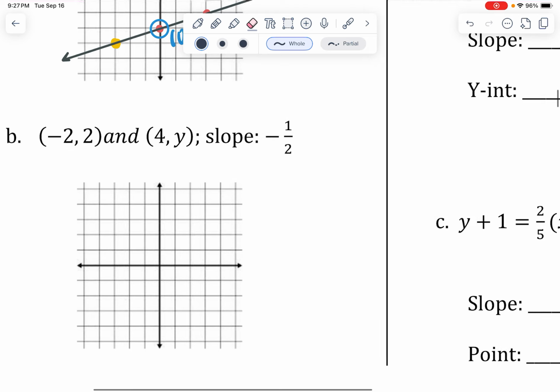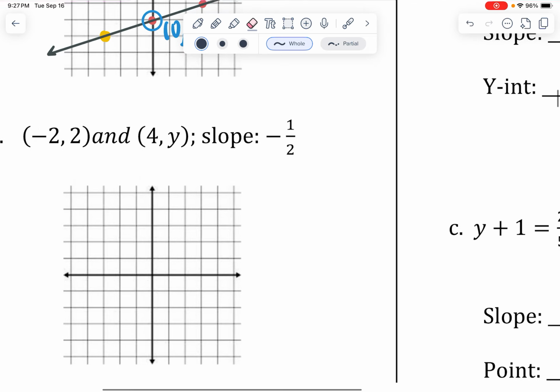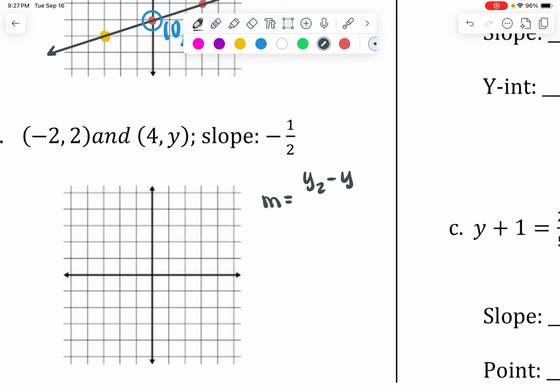All right, on B, you can do the graphing method. That's totally fine, but I'm going to solve this one as a proportion. So remember, we're just going to use our slope formula, right? Again, I'm going to write that down. y2 minus y1 over x2 minus x1. And they've given us all of that. We just have to plug it in, right? So let's see. I'm going to use a highlighter. So my slope is -1/2. So I'm going to plug that in right there.